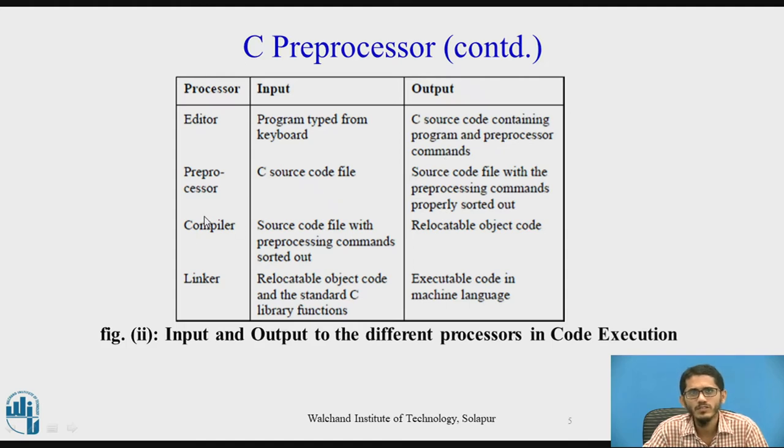Then the preprocessor takes as input the C source code file and converts it into the source code file with the preprocessing commands properly sorted out. Then the compiler takes the source code file with preprocessing commands sorted out, and generates a relocatable object code. And finally the linker converts the relocatable object code and the standard C library functions into the executable code in the machine language.